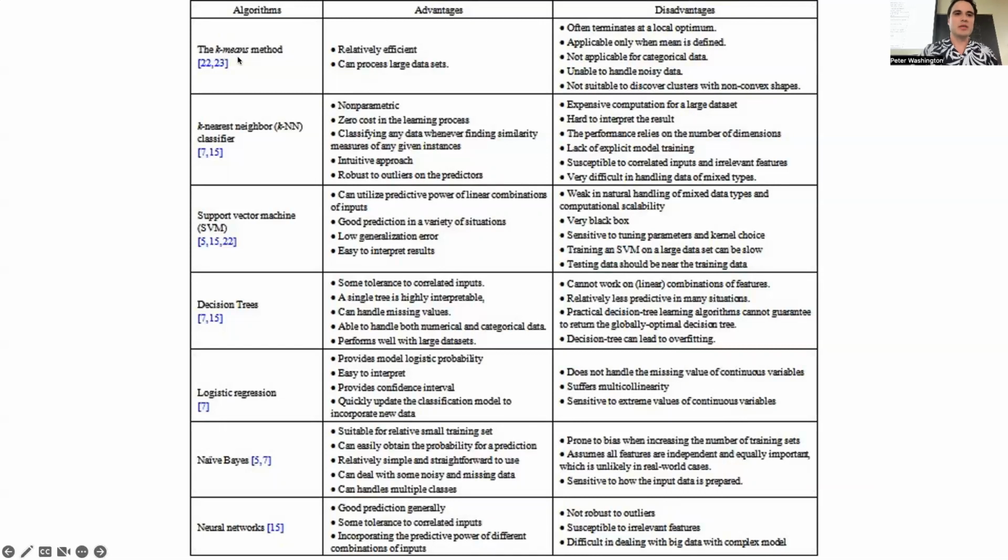So let's start with k-means clustering. That's actually the only clustering model you need to know. But an advantage is it's very efficient and it can work with large data sets. Disadvantage is that it doesn't do well with noisy data. It's not applicable for categorical data necessarily. And it's only applicable when a mean is defined. So anyways, let's move on to the supervised one.